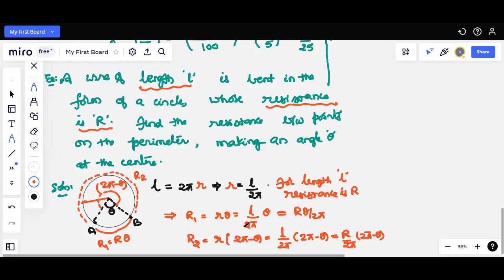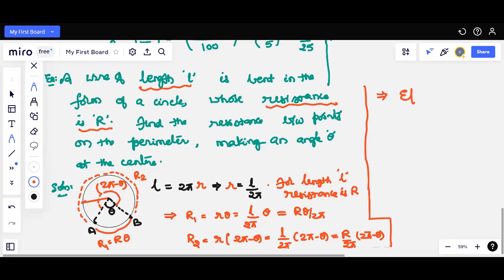And actually we wrote here length of arc. After finding out length L, we are replacing with resistance. And there is only one wire, but actually two wires are there. But they are looking like in parallel or series? They are looking like parallel. Parallel effective resistance we have to find out.